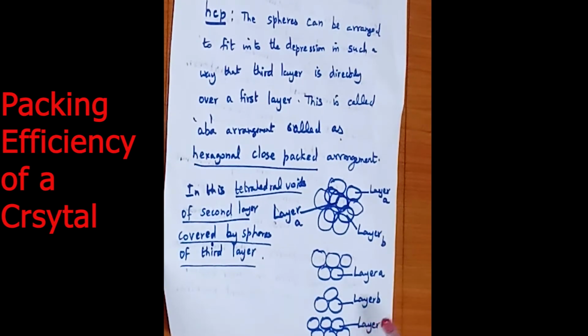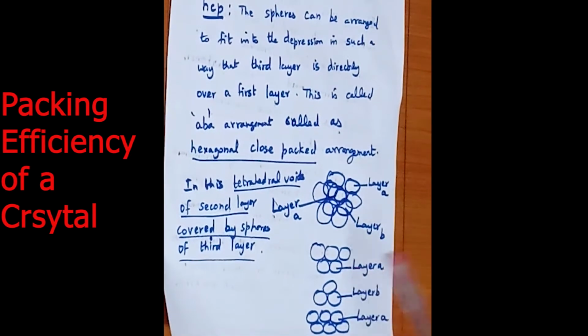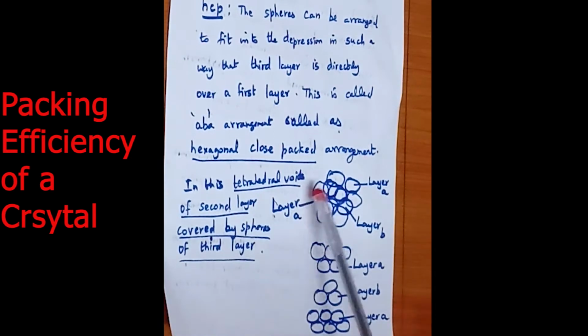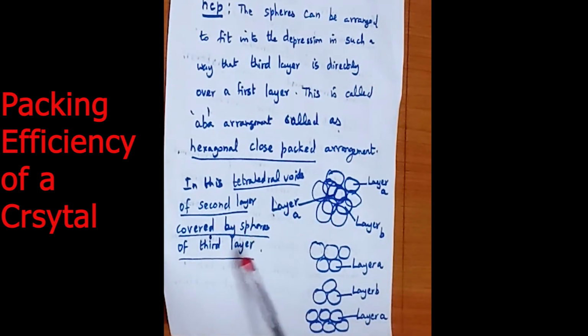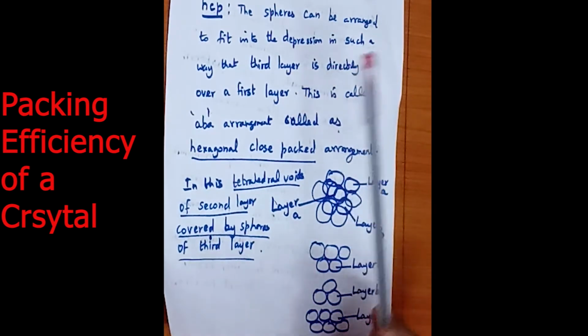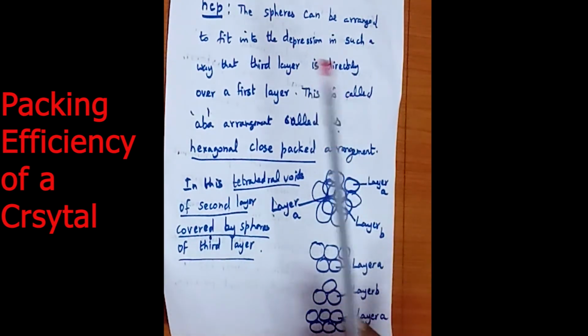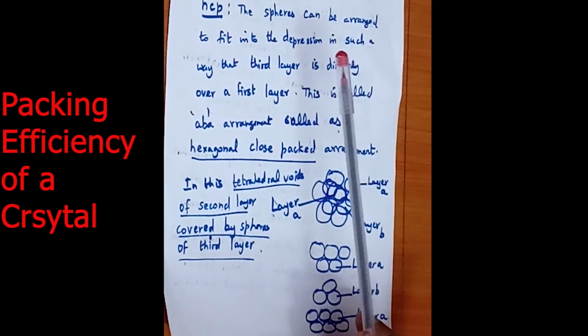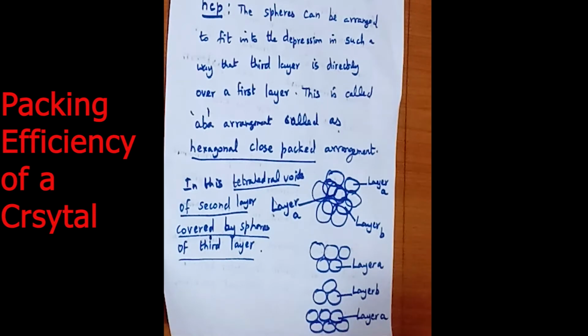சரியா? அப்போ third layer is directly above the first layer A, which is called as ABA arrangement, and that particular arrangement is called hexagonal close pack arrangement. So in this tetrahedral voids of second layer is being covered by spheres of the third layer. So in the formation of third layer we have seen there are 2 different ways by which third layer is formed, where in hexagonal close packing the third layer of atoms are directly above the first layer, which is called as ABA arrangement, and the tetrahedral voids of the second layer are covered by spheres of the third layer.